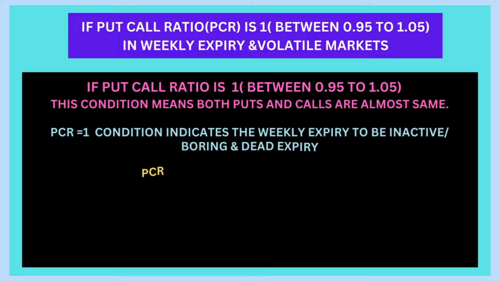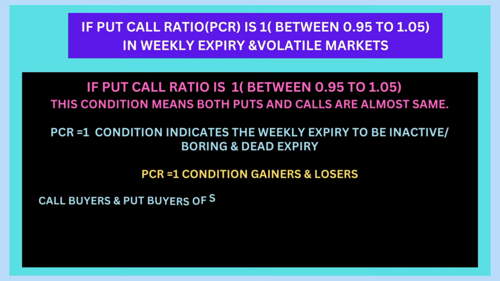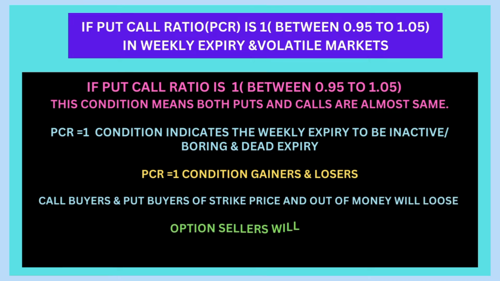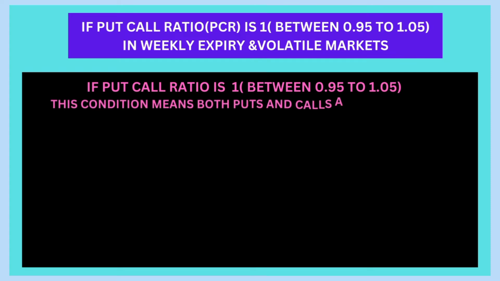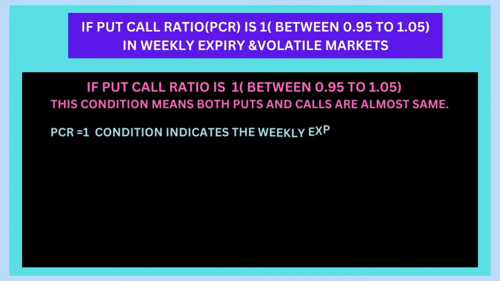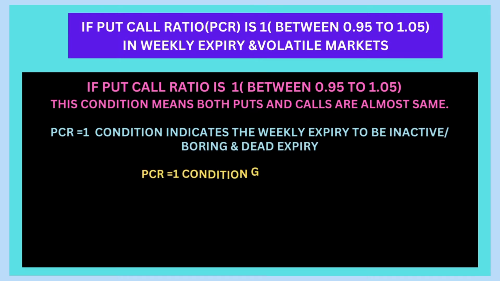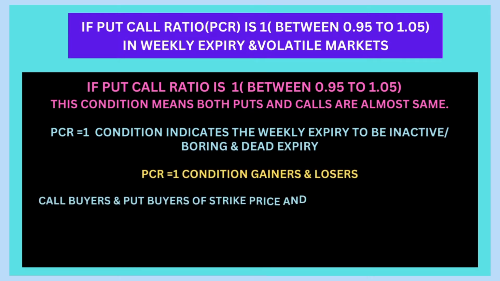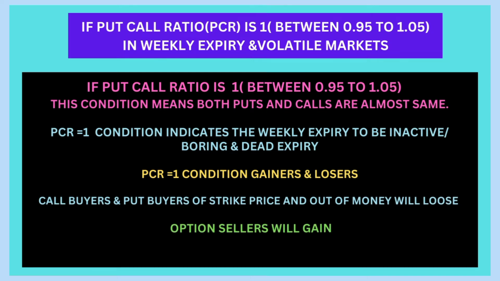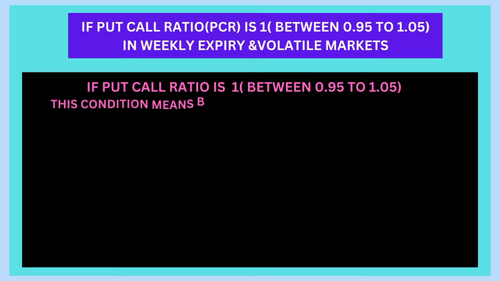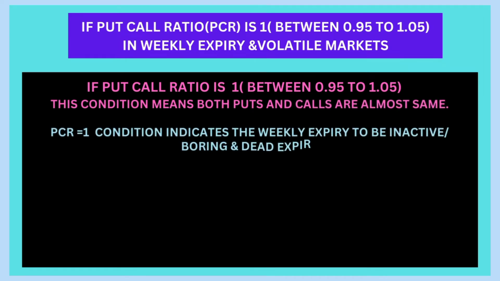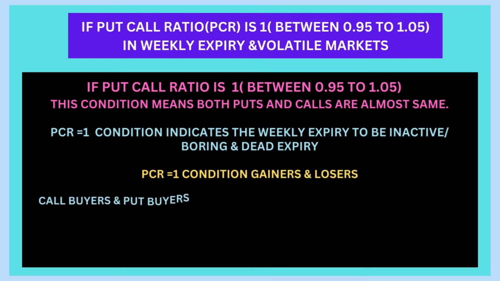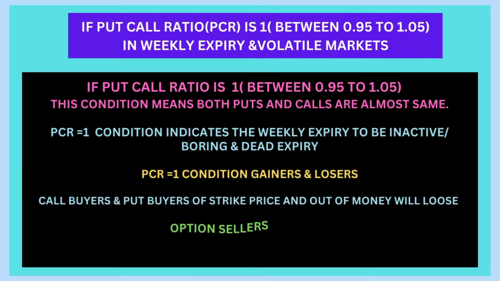First, PCR is 1. That means PCR is 0.95 to 1.05. PCR 1 means total puts and total calls are the same, that means 10 lakh puts and 10 lakh calls. In this condition, your expiry is going to be inactive, boring and dead expiry, where there will not be any movement. If it opens at some place, it will stay at the same place, with a plus or minus movement of 20-30 points if it is Nifty, and plus or minus 50-60 points if it is Bank Nifty.